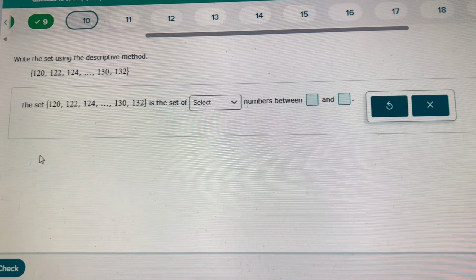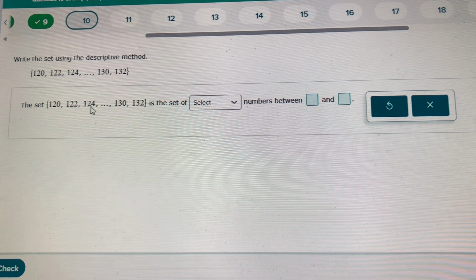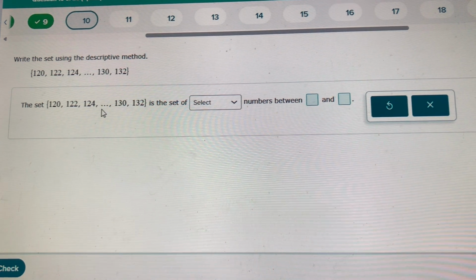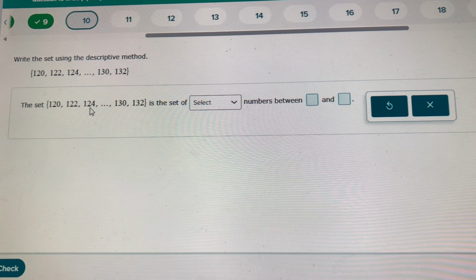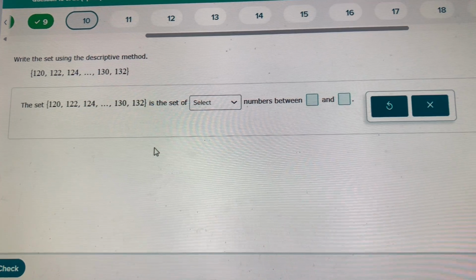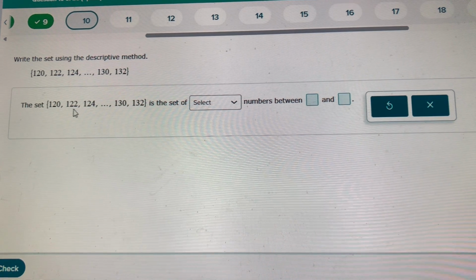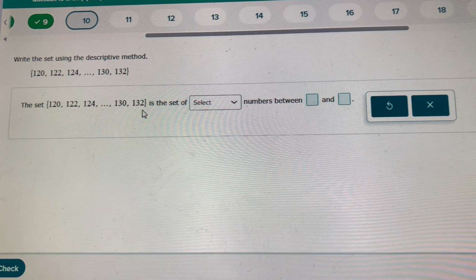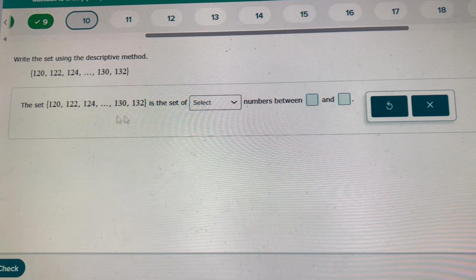Okay, here comes set theory. So now we must be in chapter 2. So the set 120, 122, 124, all the way to 132. Notice the dot, dot, dot in the middle. That means the pattern continues in the middle. So you can assume up to 126, up to 128, then up to 132. Usually they only put a dot, dot, dot if there's a lot of numbers missing. Especially if it's at the end. If you put dot, dot, dot at the end, that means it goes on forever. But say this was 120, 122, 124, dot, dot, dot, 150, 152, then that makes more sense to put the dot, dot, dot. Here I could have easily just written 126 and 128.